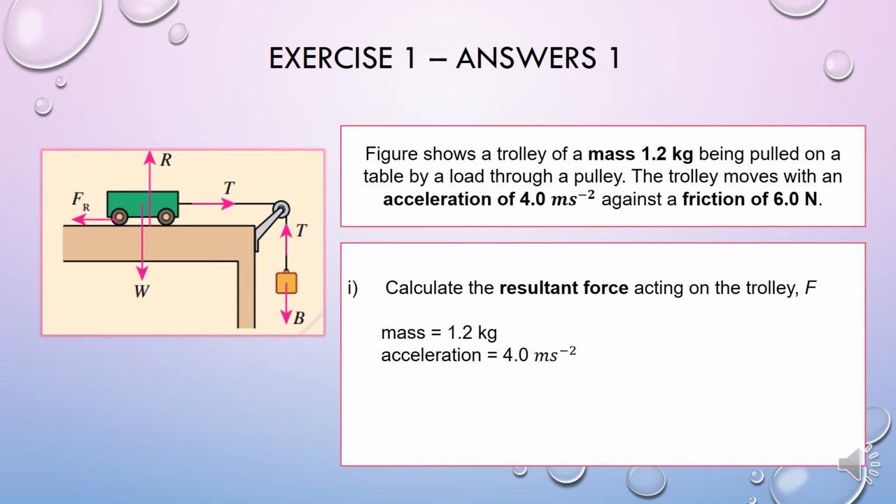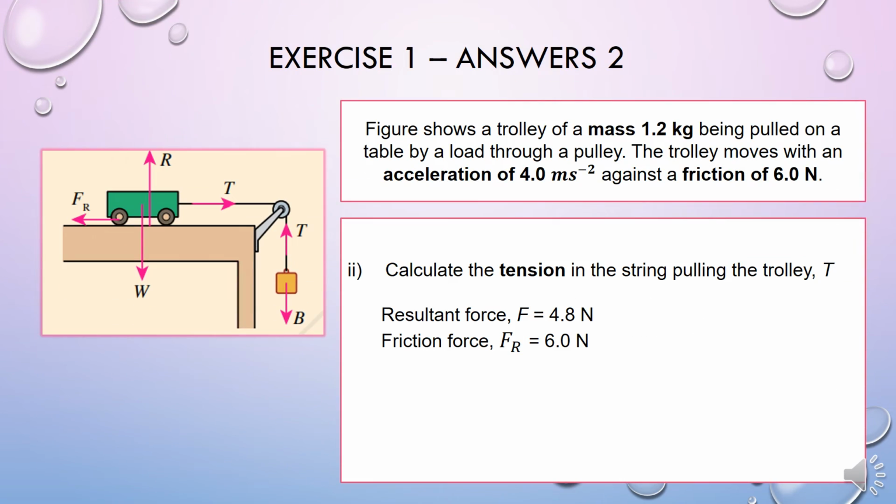Answer for question 1. Use formula F equal to ma. The mass is 1.2 kg. The acceleration is 4.0 meters per second square, and you will get the resultant force 4.8 Newton. Answer for number 2. Calculate the tension. The resultant force is 4.8 Newton and the friction force given is 6 Newton. Using the formula tension T equal to resultant force plus friction force, you will get the answer tension T equal to 10.8 Newton.